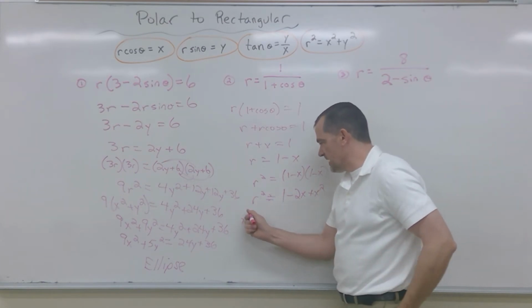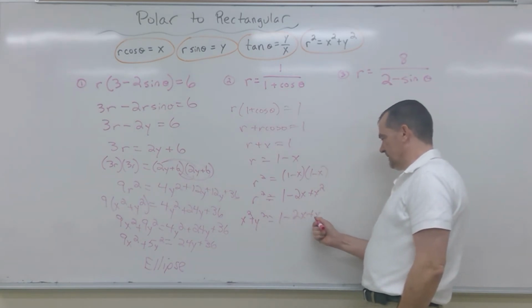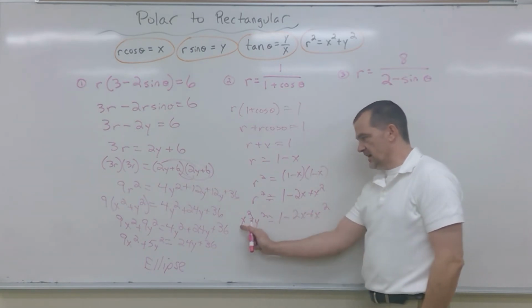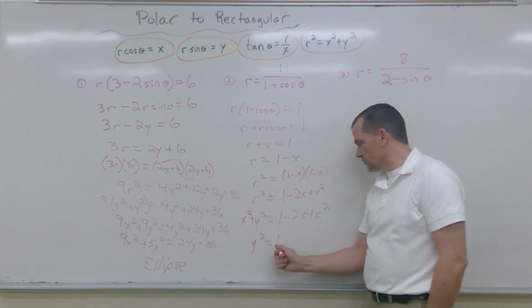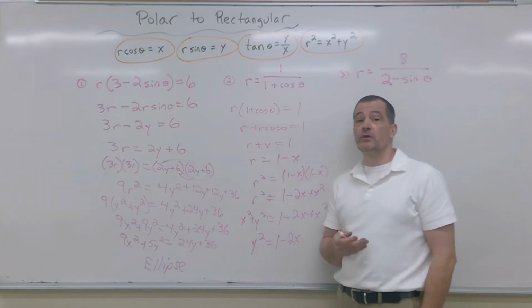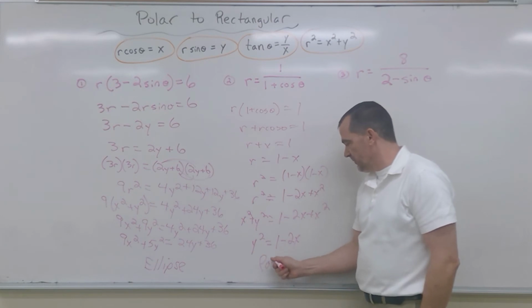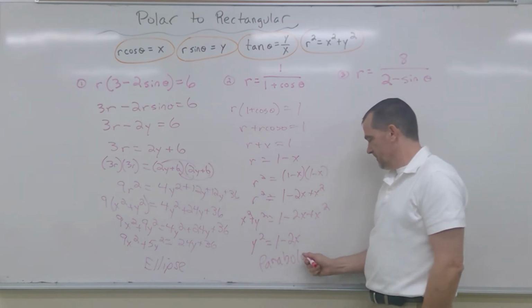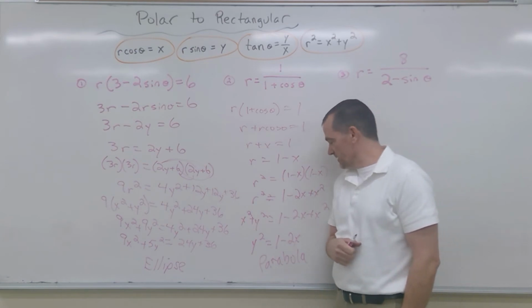R squared becomes x squared plus y squared. And if you notice very quickly, my x squares, I can subtract them on both sides, and I'm ultimately left with y squared equals 1 minus 2x. And since there's not an x squared, but only one y squared, one quantity squared, this is the graph of a parabola. Still not a function. You know, it opens sideways, of course.